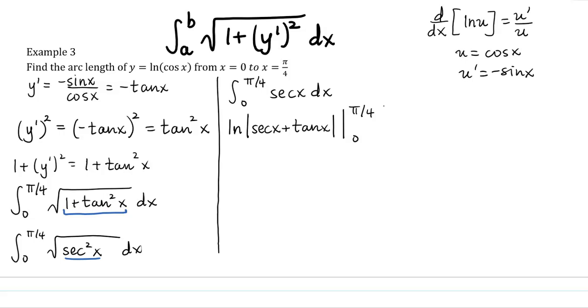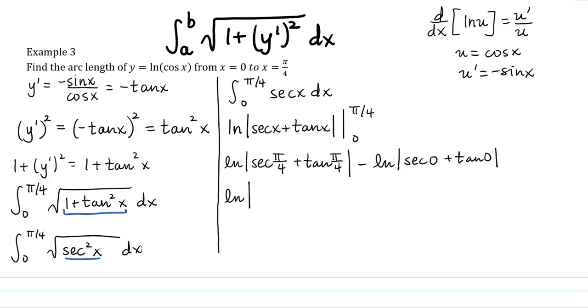So I will first plug in pi over 4. We have natural log absolute value of secant pi over 4 plus tan pi over 4. And then from that we are subtracting natural log absolute value of secant 0 plus tangent 0. And so now let us evaluate some things. Secant of pi over 4 is root 2. Tangent of pi over 4 is 1. So we don't really need the absolute value bars anymore because this is a positive number. Minus natural log of secant of 0 is 1, and tangent of 0 is 0.